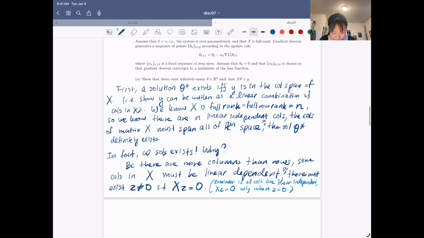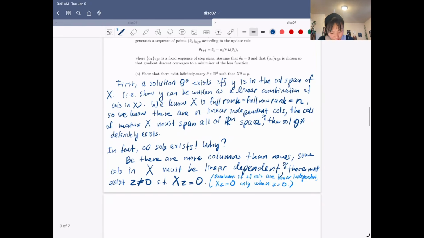And so back to our question, basically, we've just shown that in our feature matrix, there are more columns than rows. So some columns must be linearly dependent. And so there exists some vector z such that Xz is equal to 0, but z itself is not the trivial 0 vector. And why is this helpful?